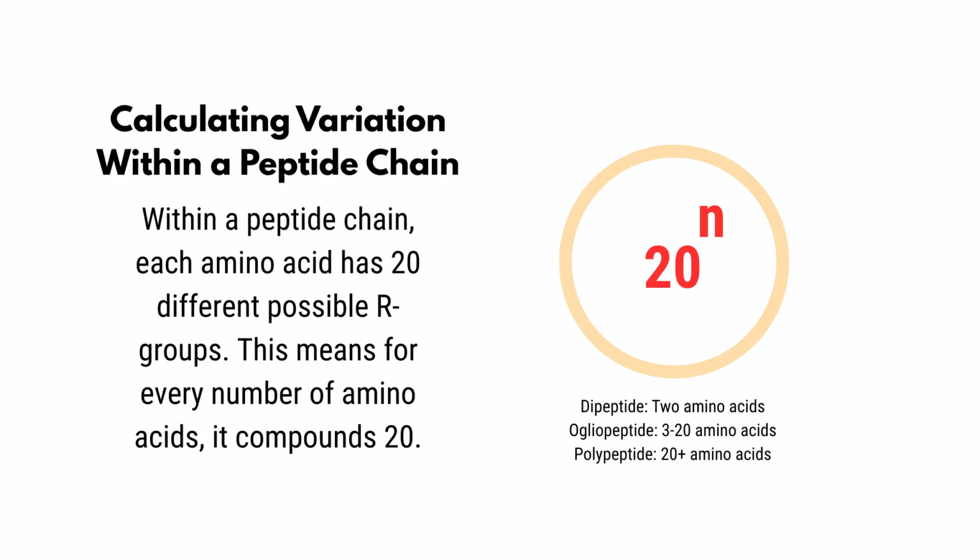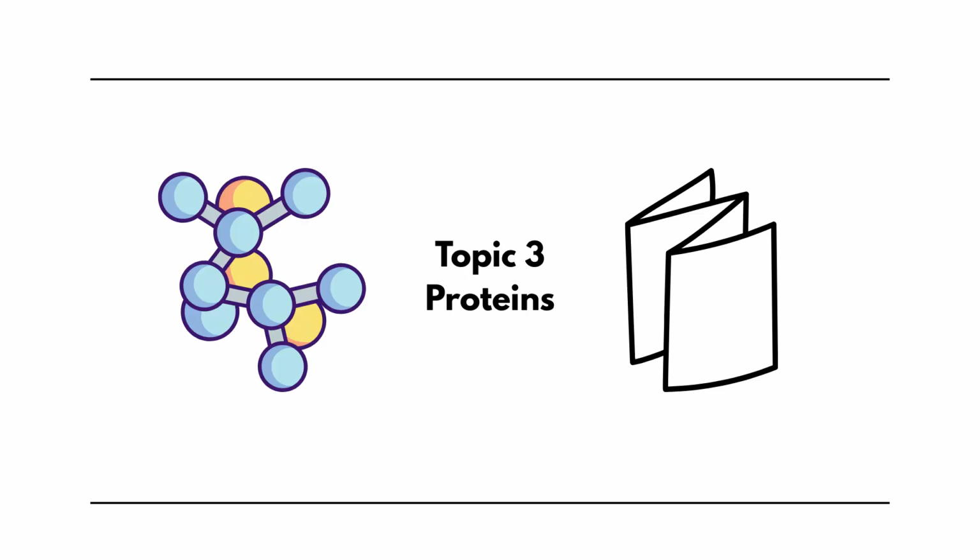Now, some terms you would want to know, which are quite obvious, is dipeptide, which is a peptide with 2 amino acids, an oligonucleotide, which is 3 to 20 amino acids, and a polypeptide always has 20 or more amino acids. And a useful equation to know is that the number of peptide bonds is always 1 less than the number of amino acids. Alright, let's get into the heaviest topic here now, which is proteins.